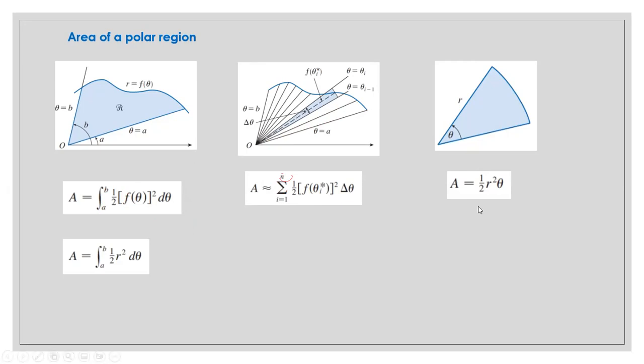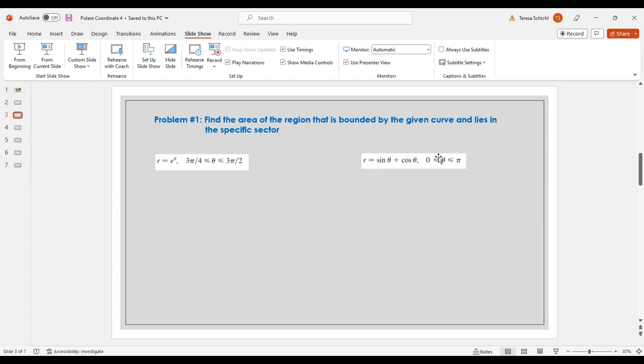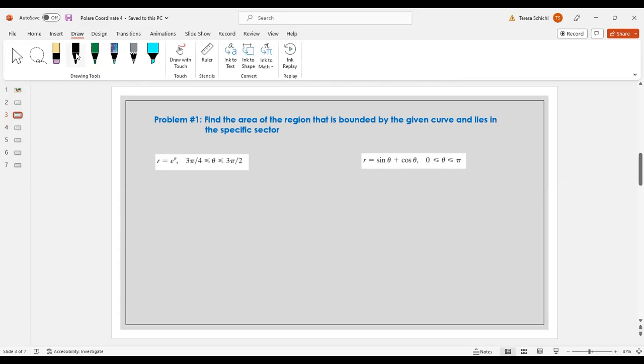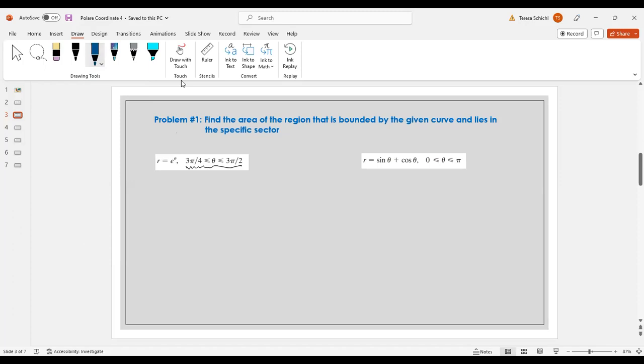Now let's take a look at these 2 problems, which are the easiest ones. Why do I say they are easy? Because they already give you the angles. They say, take the graph r equals e to the theta, with theta between 3 pi over 4 and 3 pi over 2. So the area is just the integral from the given angles, 3 pi over 4 to 3 pi over 2.